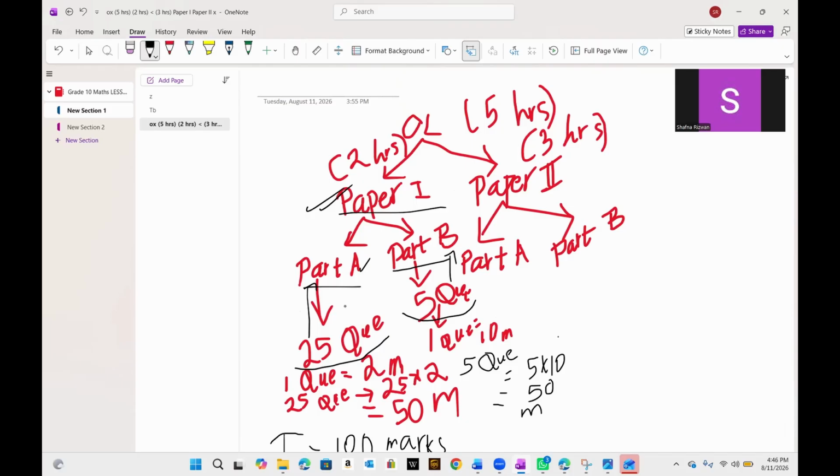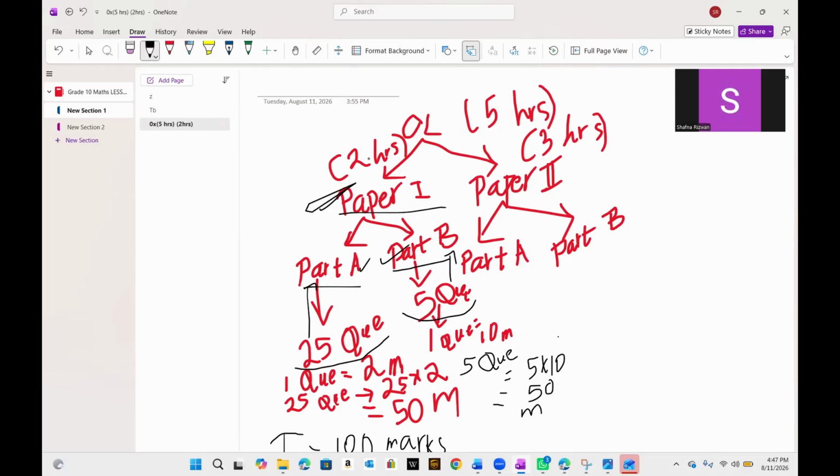You have to do the answer within that space given. And when it comes to part B, also you have to do it fully. All the questions are compulsory. That means all 5 questions have to be completed. They have given the space, and you have to completely answer within that space given there. That means paper 1 is fully on the paper itself. You have to compulsorily do all the questions from part A and part B.